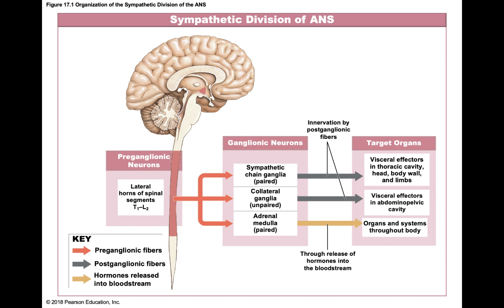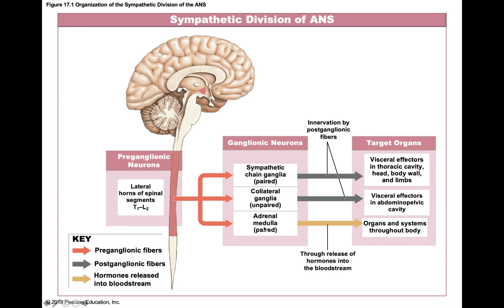So I said most of them are going to head to the sympathetic chain ganglion for nerve connections that sit on both sides of the spinal cord. And then some are going to go to the collateral ganglion, and the collateral ganglion is found in the abdominal cavity, so abdopelvic cavity. They're going to play an important role in regulating the digestive tract. And then the last part is the adrenal medulla.